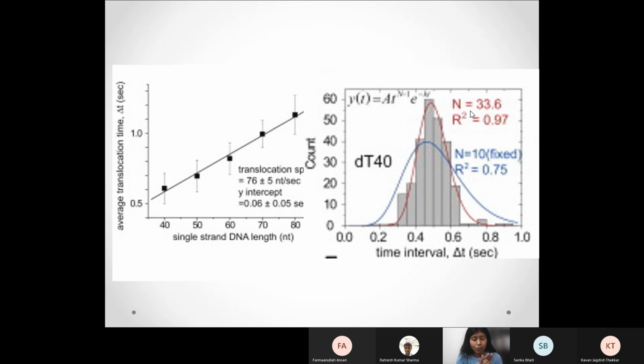So 34 nucleotides, 34 steps to move 40 nucleotides को अगर आप realistically सोचते हैं, then it seems that it is taking maybe 40 steps for 40 nucleotides, which again comes back to the same thing that helicases, they take one step per nucleotide. At least this molecule is taking one step per nucleotide. The step size है इसका one nucleotide.